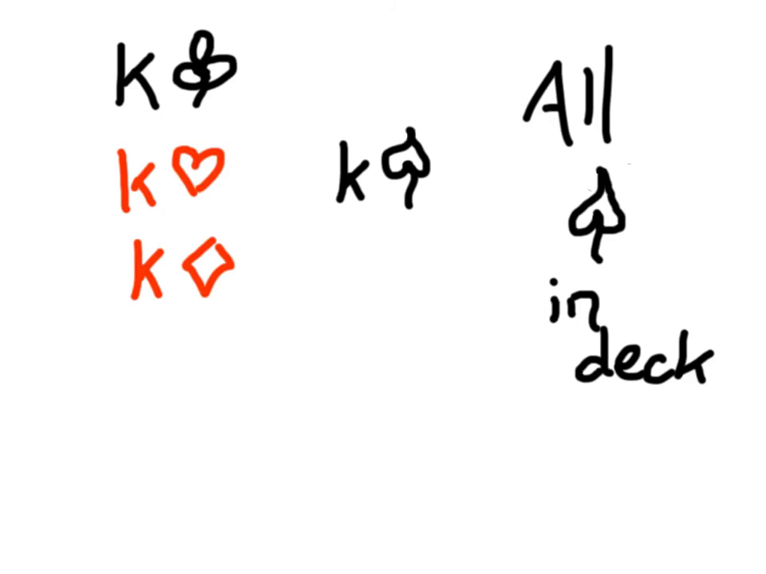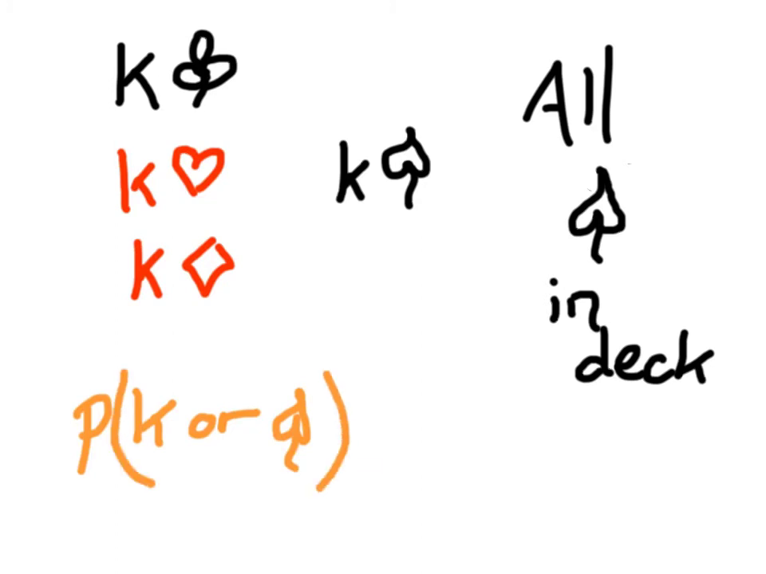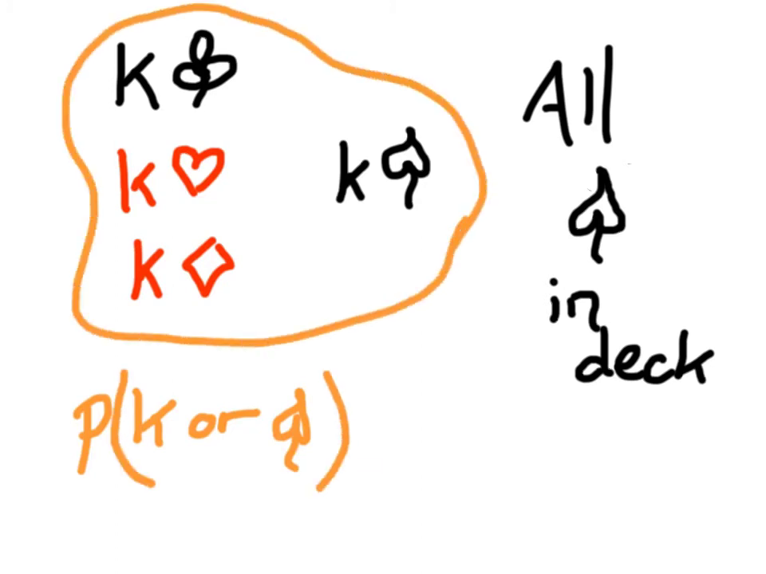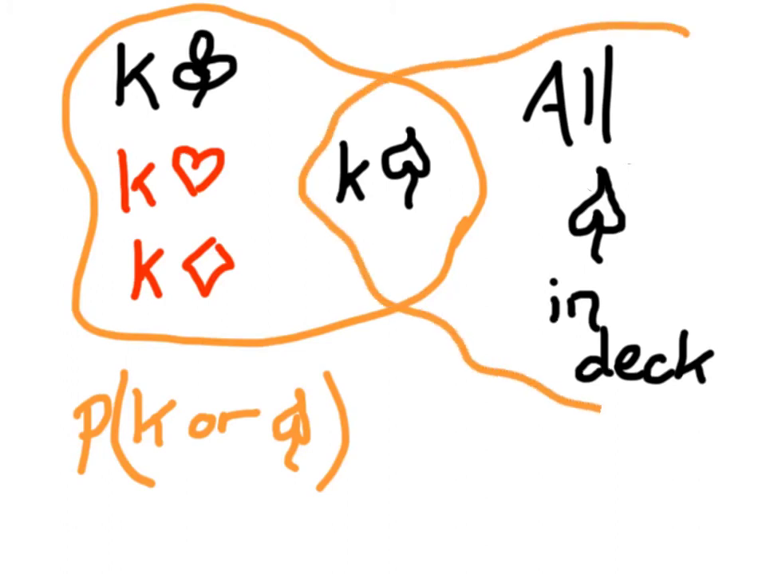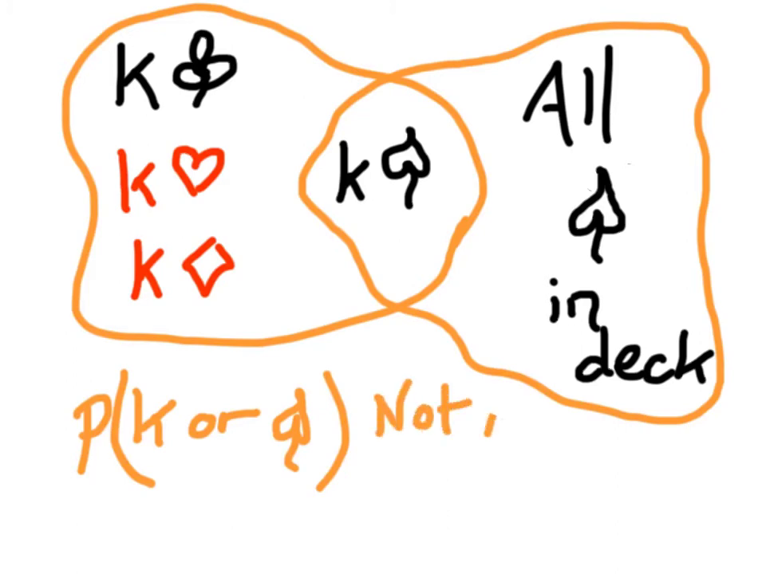Okay, now on this example, the question would be, what is the probability of getting a king or a spade? This is different than before because you see I have the kings, but then I have all of the spades in the deck, of which the king of spades is a spade in the deck. So now you see this overlap. When you get this overlap, this is called not mutually exclusive.